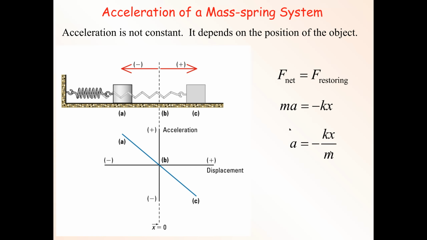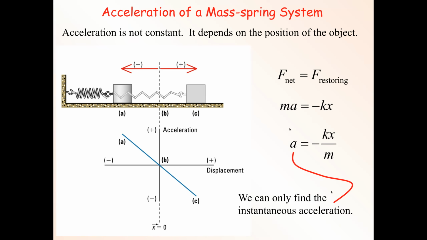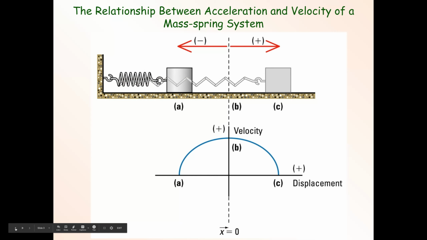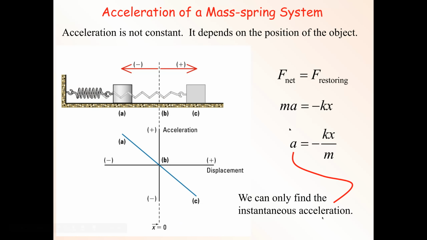Remember to have our mass in kilograms. Our x is our displacement in meters. And then our acceleration is instantaneous at that point, and it's in meters per second squared, or in newtons per kilogram. And then our k is in newtons per meter, I believe.